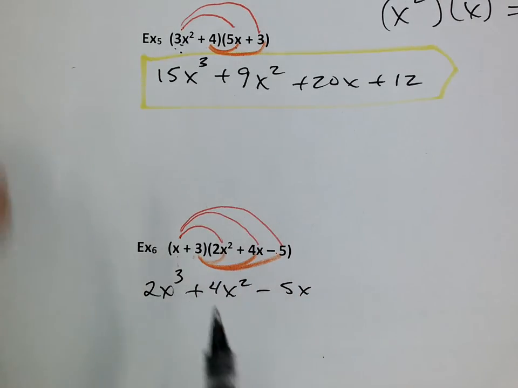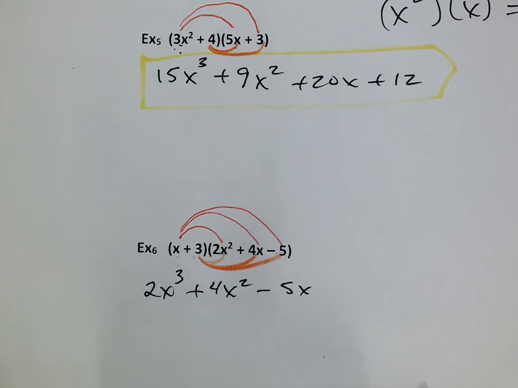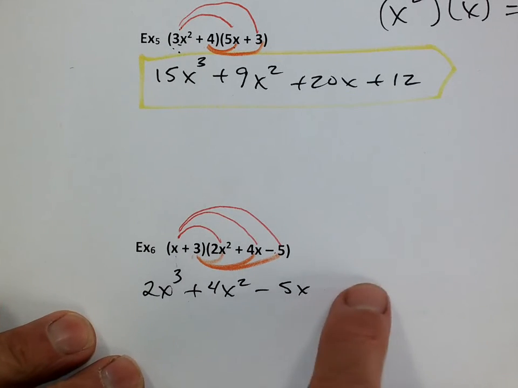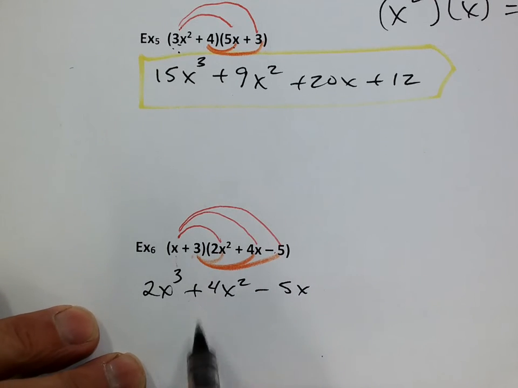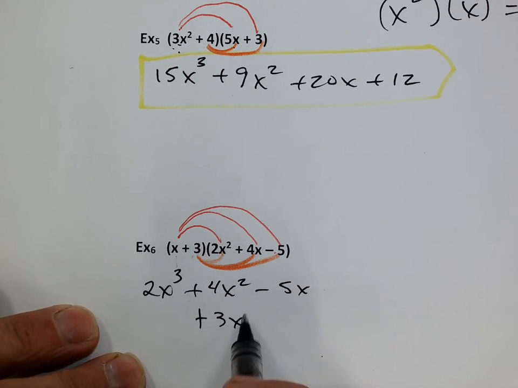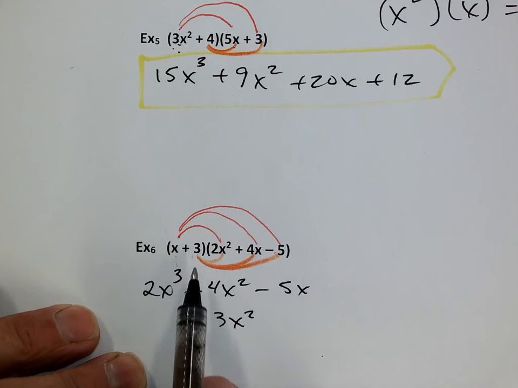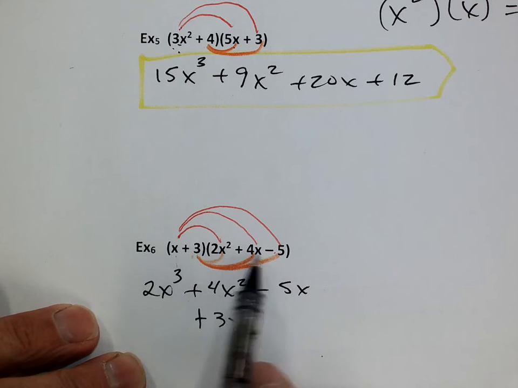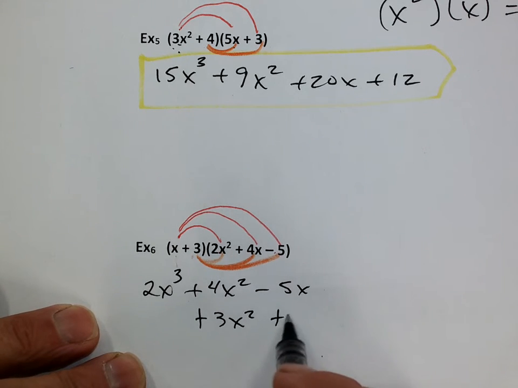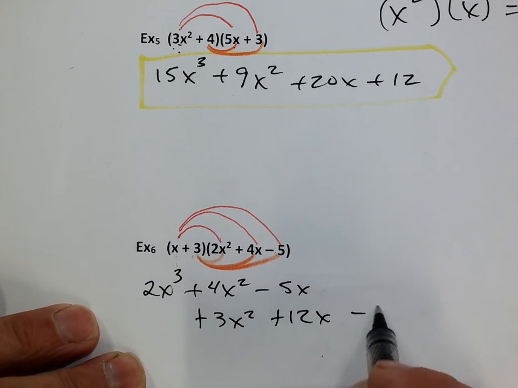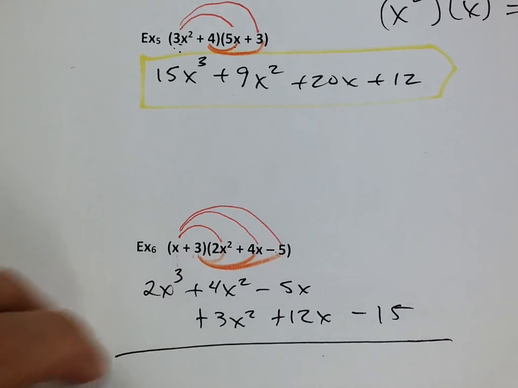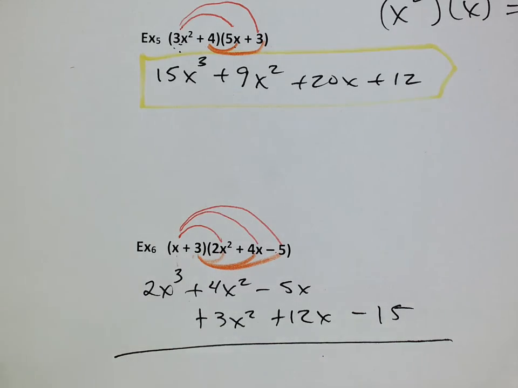So when I do that, I'll get a 3x squared. Now I'm going to do something, instead of putting the 3x squared here, I'm going to put it right there, line them up. Why not line them up? So I'm going to get a positive 3x squared. Line them up. Why not? And then I get a 12x. Why not put it right there? Line them up, right? And then finally, a negative 15. By lining them up, it makes it easier to add.